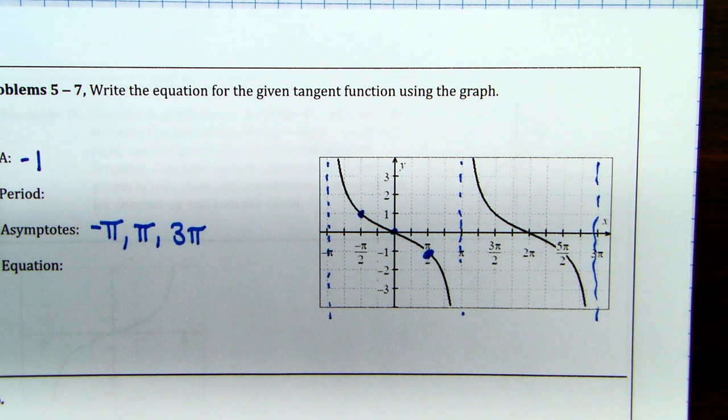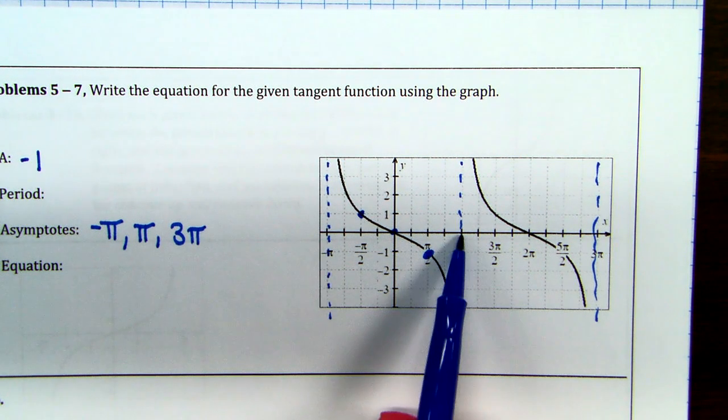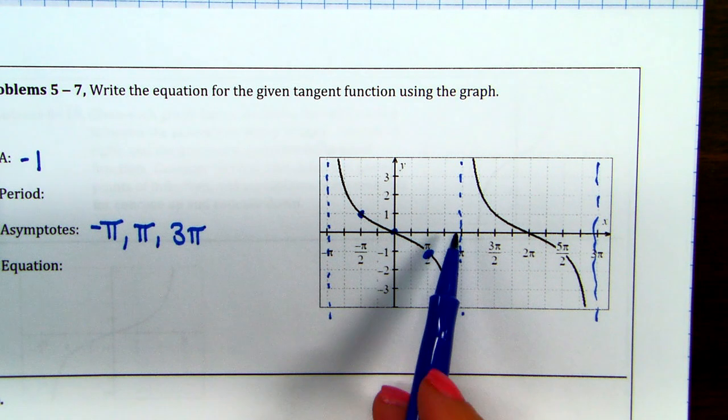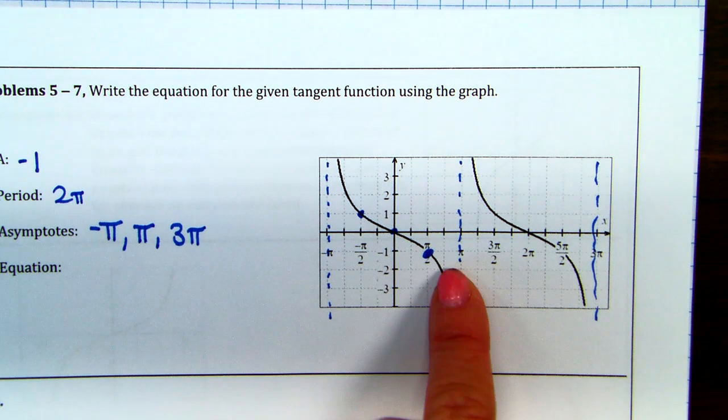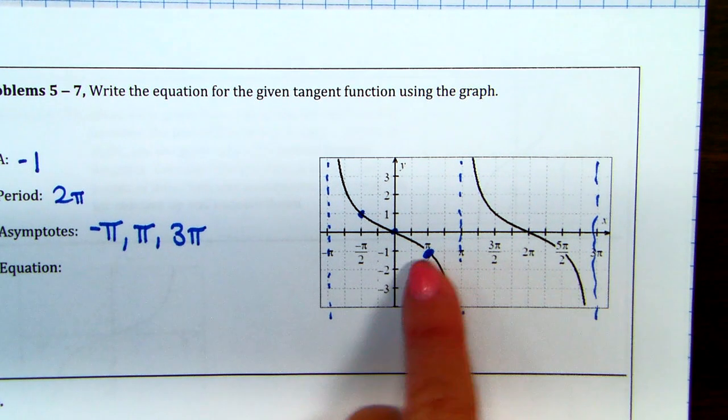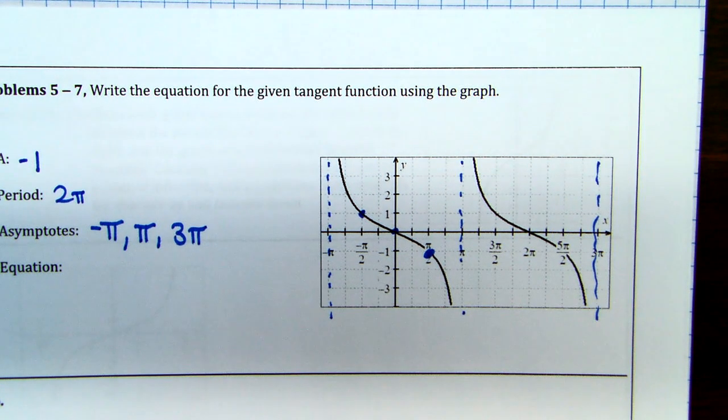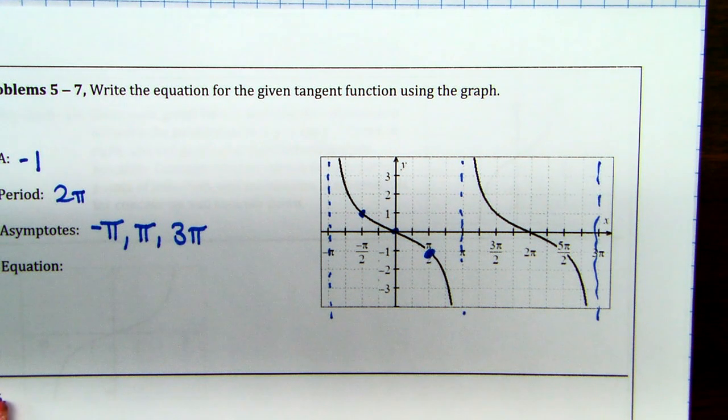How long is the period? From negative pi to pi. How long is that? It's 2 pi. We use a total of 2 pi. You can look at it from here: from pi to 3 pi is another 2 pi. Now we need to write the equation.